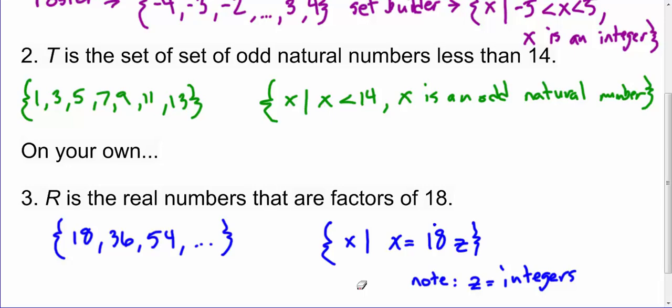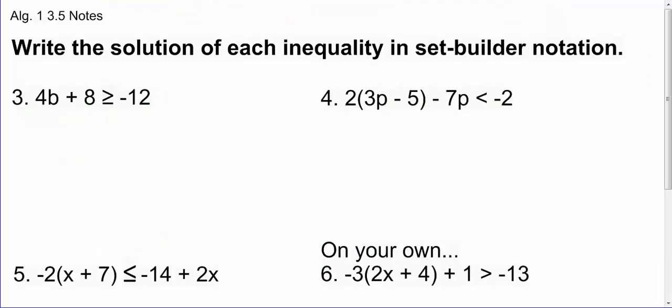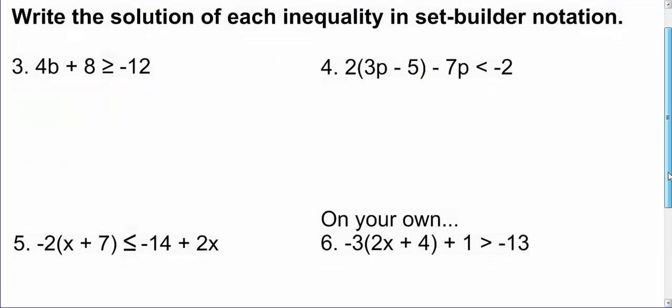All right, set builder on this one, we said x such that x is equal to 18z. And what I did there was also note down below, z represents the set of integers. That's just a shortcut. We could just say in words, x such that x is 18 times an integer value. Something like that would work as well, but I like what I did here, so I'm sticking with it. All right, so let's actually use this to answer some questions.